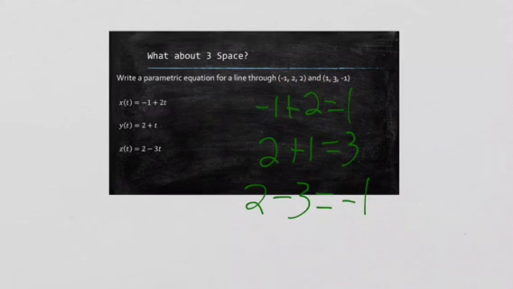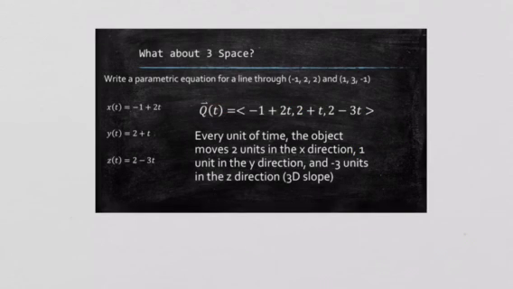And then if we want to put that in vector form, we say vector Q(t) is x(t), y(t), z(t): -1 plus 2t, 2 plus t, and 2 minus 3t. So this tells us every unit of time where the object is moving in the x direction, the y direction, and the z direction, and vector Q(t) is always going to point at where the object is after a certain amount of time. So that is how we model something traveling through space, either in 2 space or in 3 space, by defining its coordinates parametrically based on time.